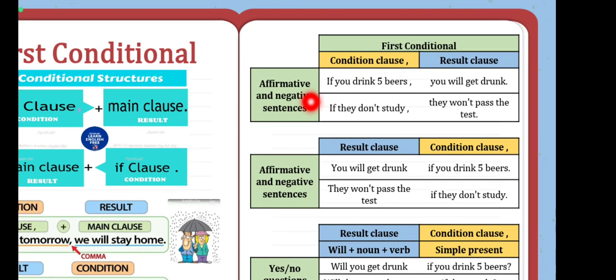Now for affirmative and negative sentences, remember that you can switch them. If you drink 5 years, you will get drunk, or you will get drunk if you drink 5 years. Okay, here remember when you switch them, you don't have to use the comma.